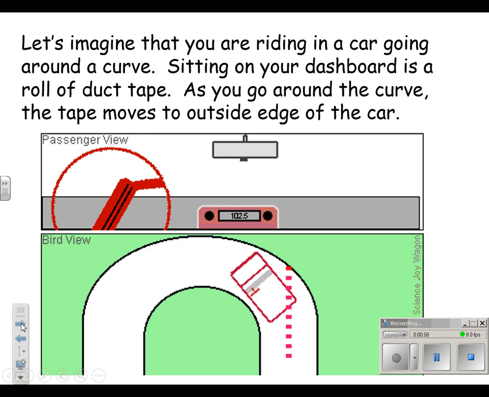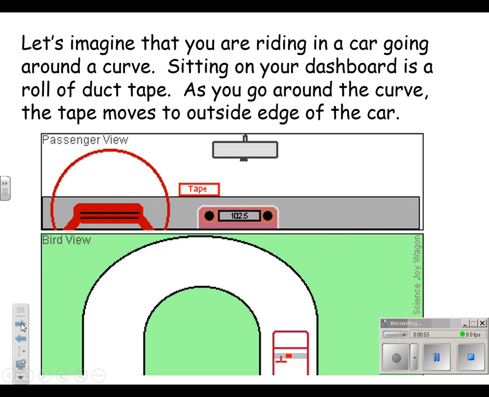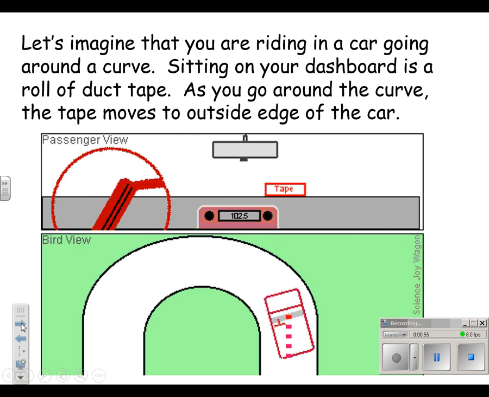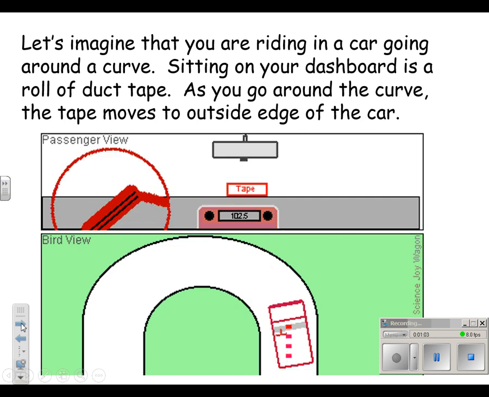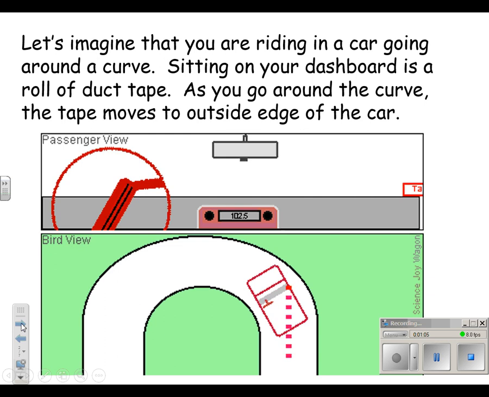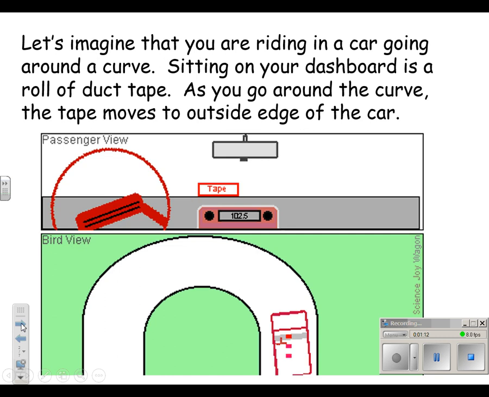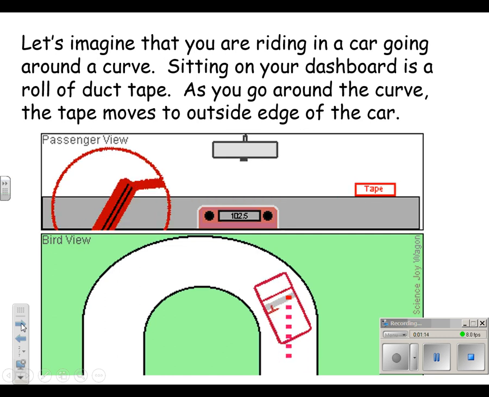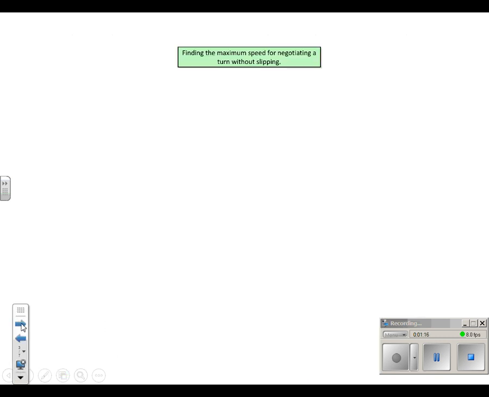So that's the thing to remember: objects always stay traveling in a straight line path unless acted on by an outside force. So the tape really just stays in a straight line motion while the car is being acted on by the force between the tires and the road. So the car is changing directions, but the tape itself is staying in a straight line path. This is an example of Newton's first law.